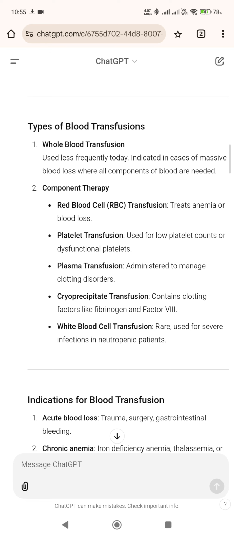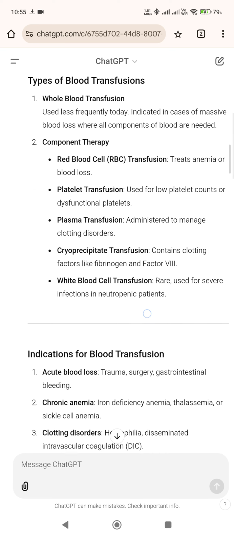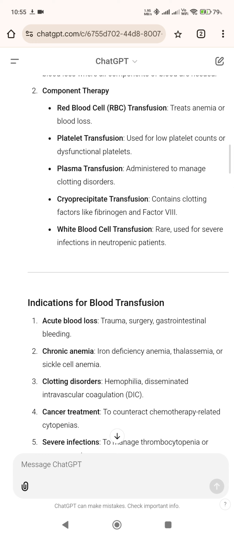Platelet transfusion, used for low platelet counts or dysfunctional platelets. Plasma transfusion, administered to manage clotting disorders. Cryoprecipitate transfusion contains clotting factors like fibrinogen and factor VIII. White blood cell transfusion, rare, used for severe infections in neutropenic patients.